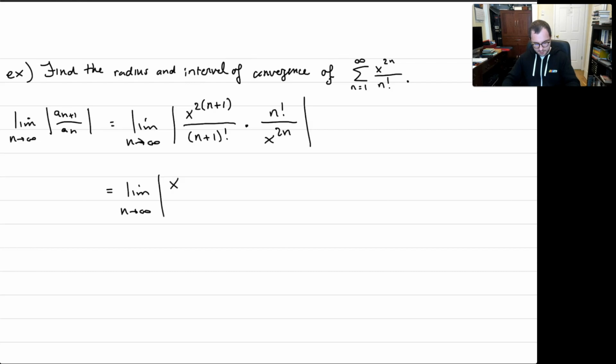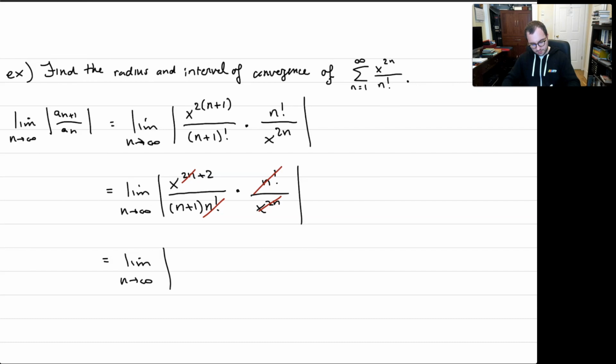This becomes x to the 2n plus 2 over, I'll change n plus 1 factorial to n plus 1 times n factorial. The n factorial and the x to the 2n are there. And now we notice that the n factorials cancel and x to the 2n cancels. And we simplify this to x squared over n plus 1.